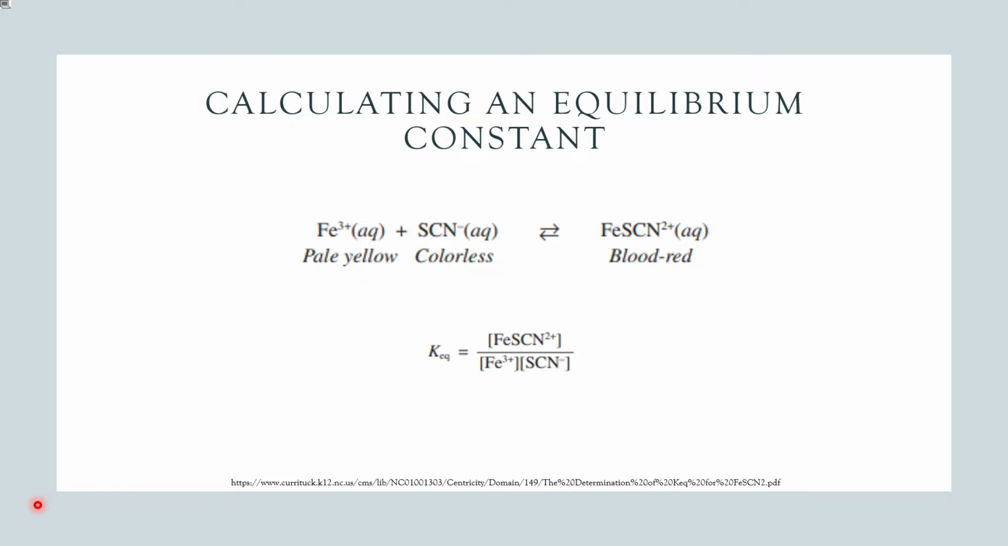So first off, to calculate the equilibrium constant for this iron thiocyanate equilibrium, we need to be aware of the actual equilibrium reaction itself, as well as the KEQ equation. So to make iron thiocyanate, which is blood red in color, we need a substance that has iron 3 ions, as well as a substance which has thiocyanate ions as well. That leads to this KEQ expression. So to be able to find KEQ, we need the concentrations of iron thiocyanate, iron, and thiocyanate ions as well.